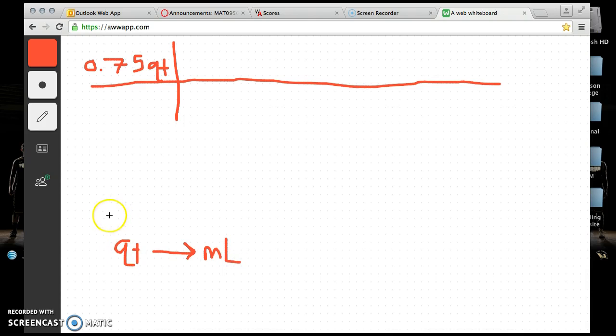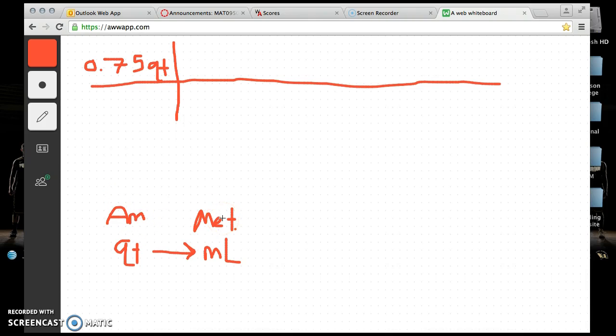All right, so if you remember, guys, a quart is an American unit, and a milliliter is a metric unit. So we first need to figure out a way to merge these two together. In other words, how are we going to get from an American unit to a metric unit?